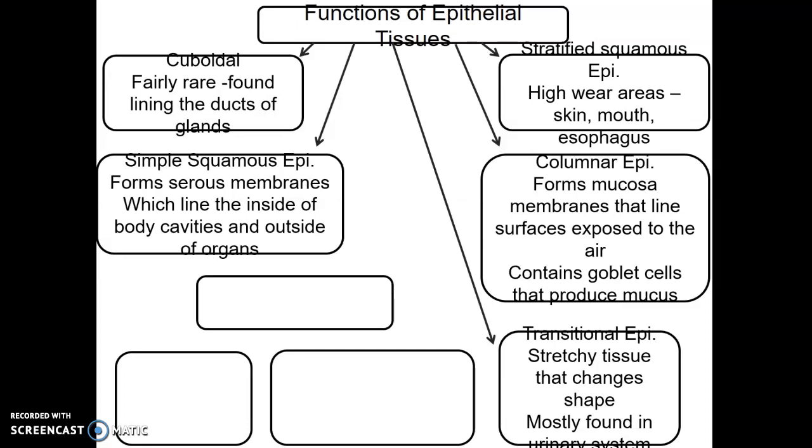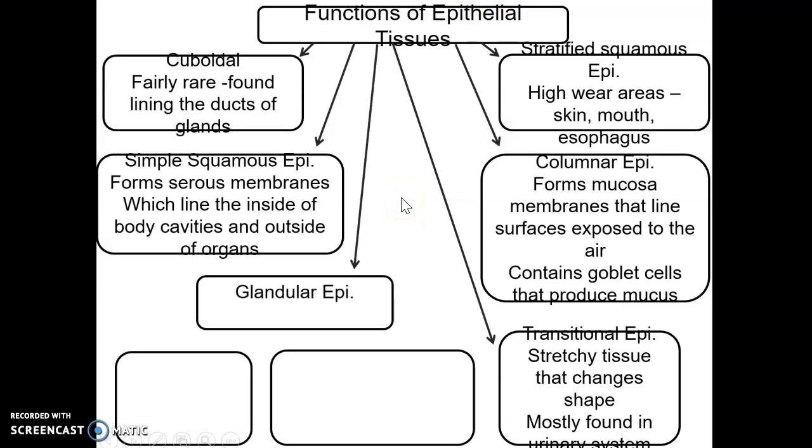All right, I heard of an anatomy teacher who made her students say that, but I don't know that I'll do that. But here's the deal. If your transitional epithelium has become squamous, that means it's all stretched out and it's very thin, and that means your bladder's full and it's time to go to the restroom.